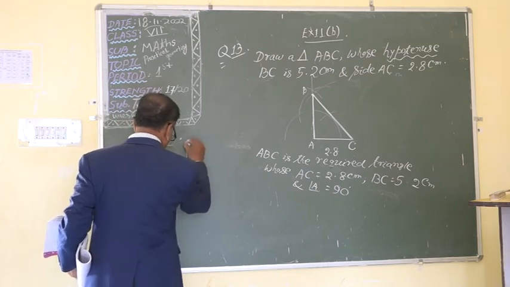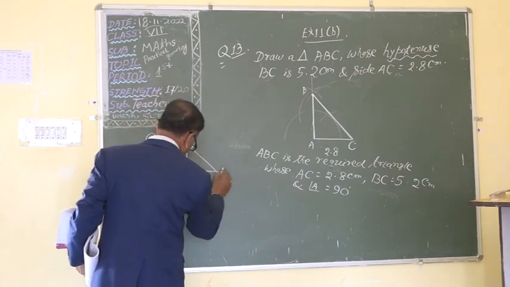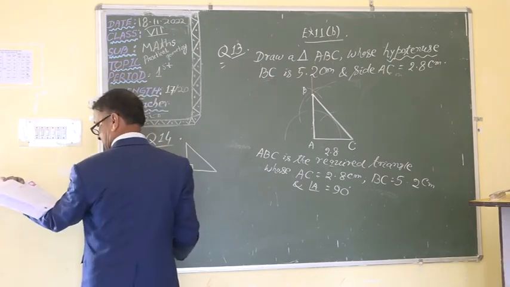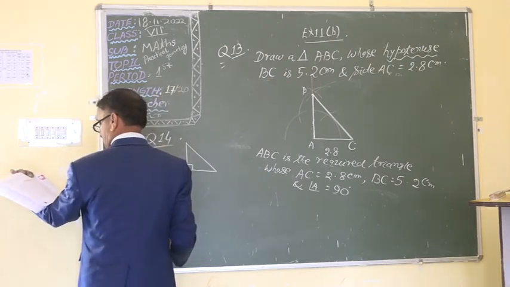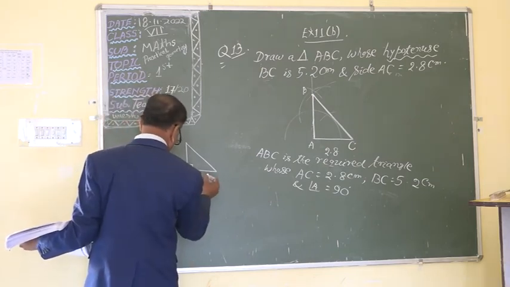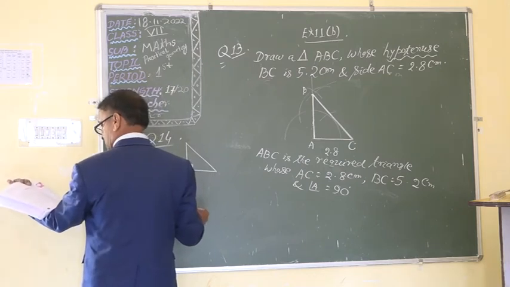So we will construct a triangle ABC. Angle C is 90 degree given. AB is equal to 4.3 centimeter.